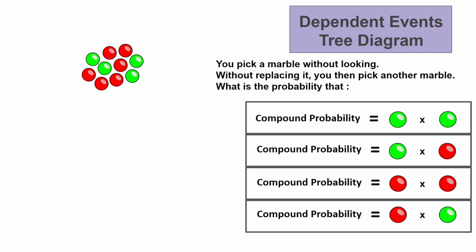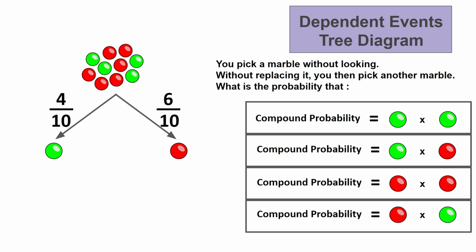So first, I'm going to draw 2 branches for the probability of the first event. One branch represents the probability of randomly picking a green marble, and the other branch represents the probability of picking a red marble. And along the sides of the branches, I'm going to write the probability of picking each. Now, probability can be written as a fraction, with the total number of possible outcomes as the denominator. So in this case, we have 10 marbles, so let's write 10 as the denominator for both probabilities. And for the numerator, we need to write the favorable outcome, which means the desired result. So there are 4 green marbles and 6 red marbles.